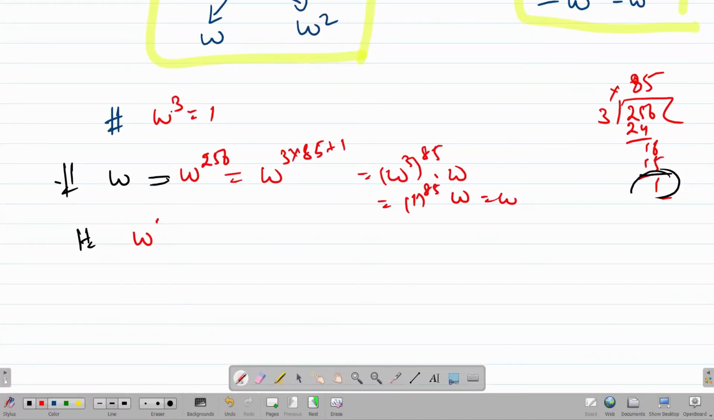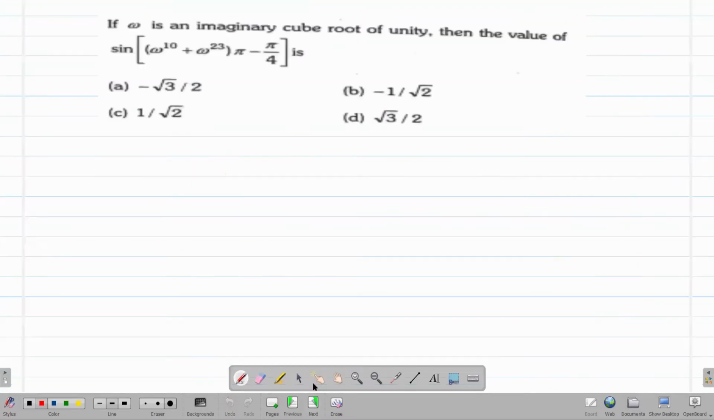Now if I get omega to the power 515, and I divide this 515 by 3, my remainder is 2. So my answer is omega square. And if the number is divisible by 3, then the answer is 1. Now here is the application.